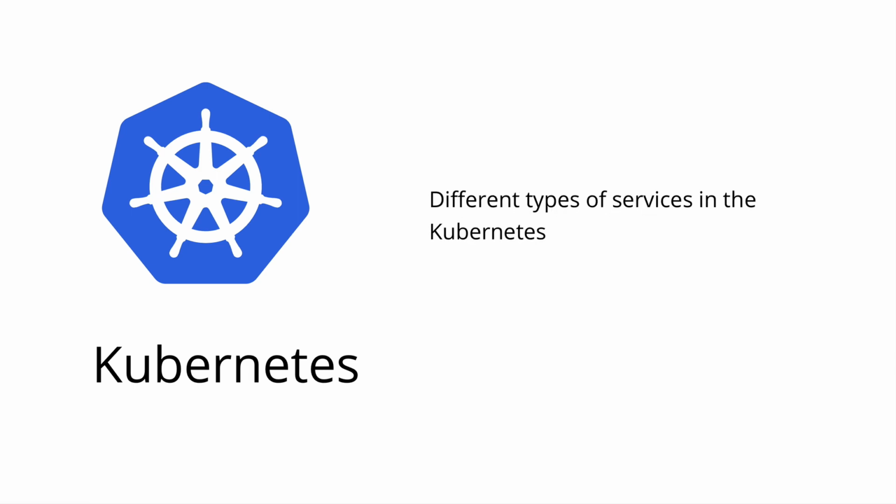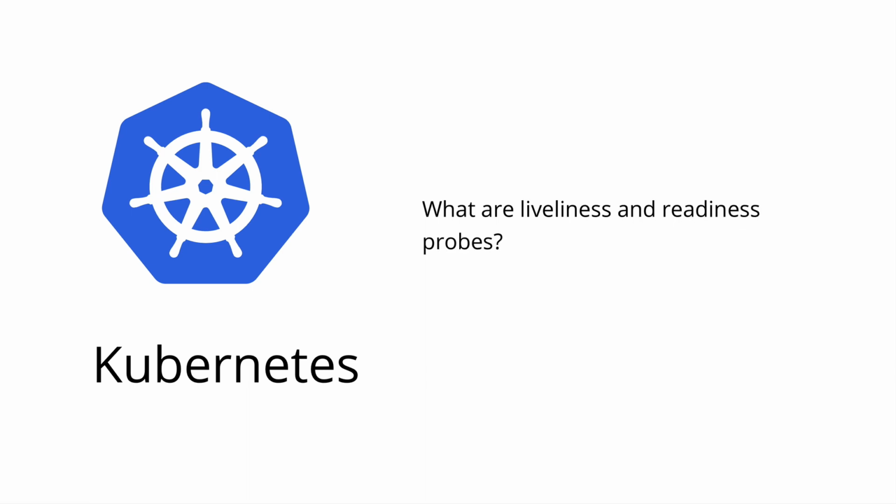Different types of services in Kubernetes. This is an easy one. I think this is the most basic question, and it has been asked the most number of times. They will ask you to explain the different types of services, like ClusterIP, NodePort, and LoadBalancer type, and how they are different. There may be some questions around that as well.